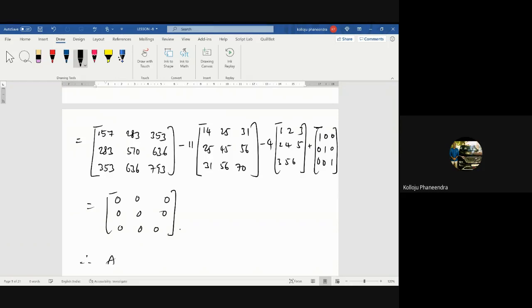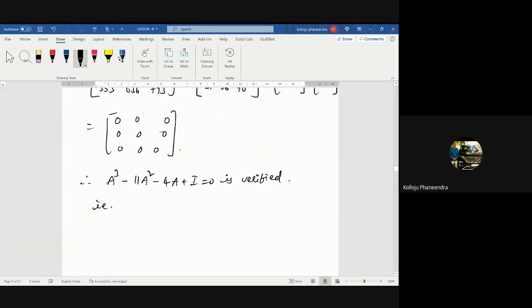Therefore, A cube minus 11A square minus 4A plus I equal to 0 is verified. That is, Cayley Hamilton theorem is verified. One is over. Next one, what is the next question? Hence find A inverse.